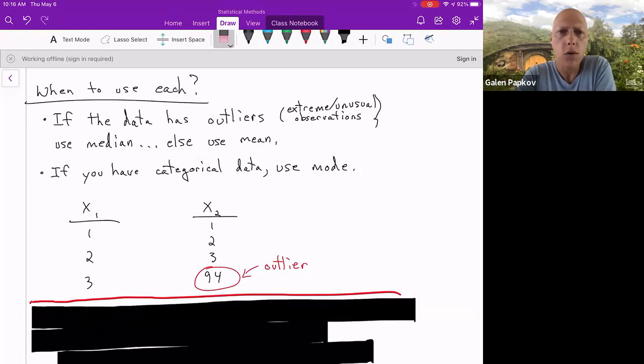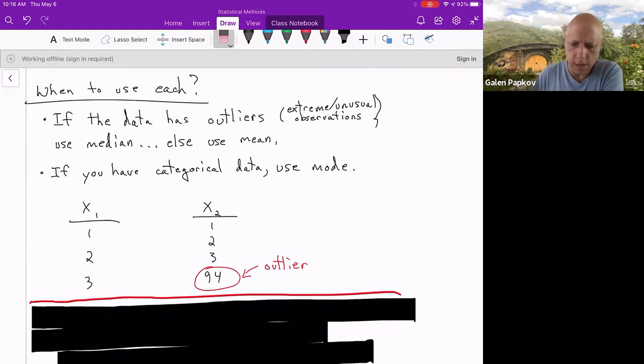So if you have categorical data, then you should use the mode. And the reason is pretty simple. Remember, qualitative data tends to be words or letters. And so you can't add red hair plus brown hair. You know, it doesn't make sense. But you can look at a data set of hair color and recognize that most of the participants had brown hair. So that would be your mode.